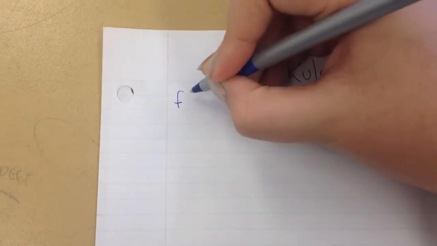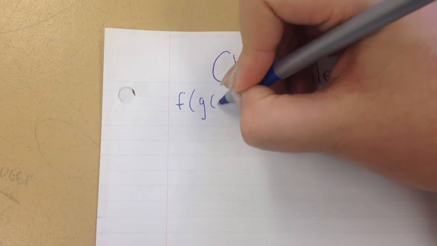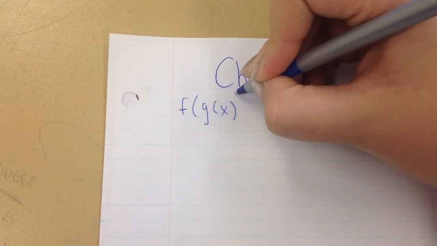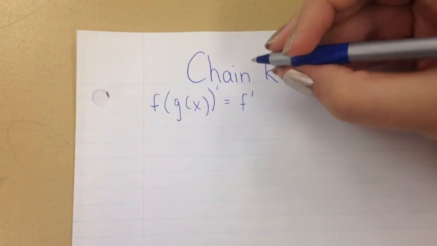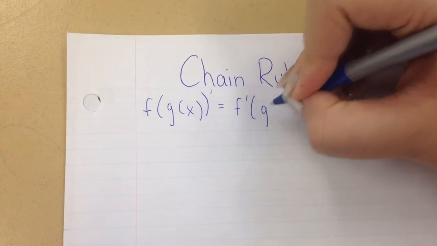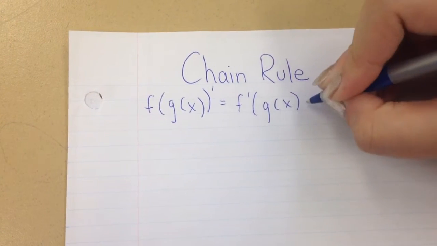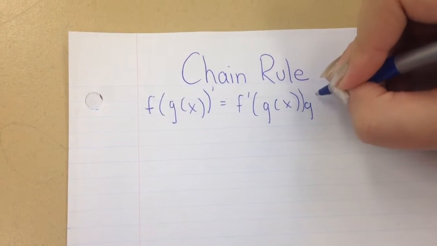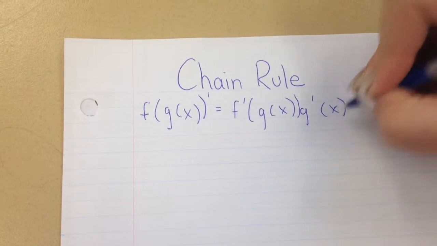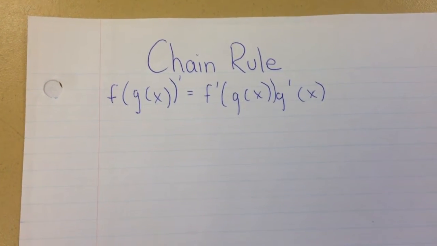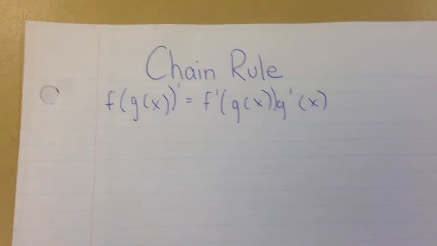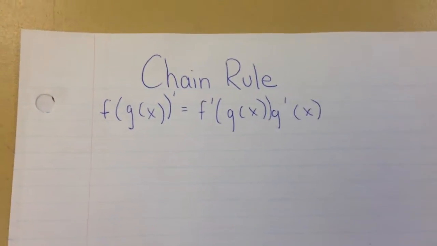Pretty sure we've all seen this form. f of g of x, prime, equals f prime of g of x, times g prime of x. So now what we're going to do is show you an example of the chain rule and when we would use it.